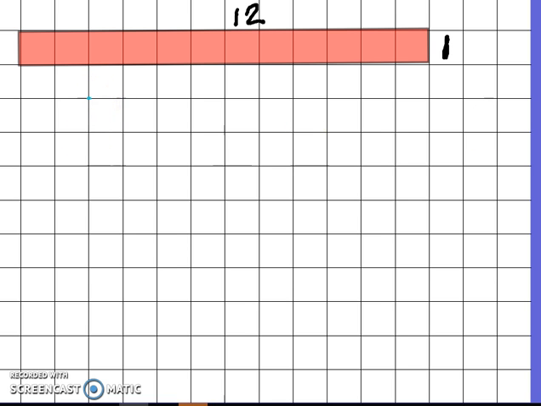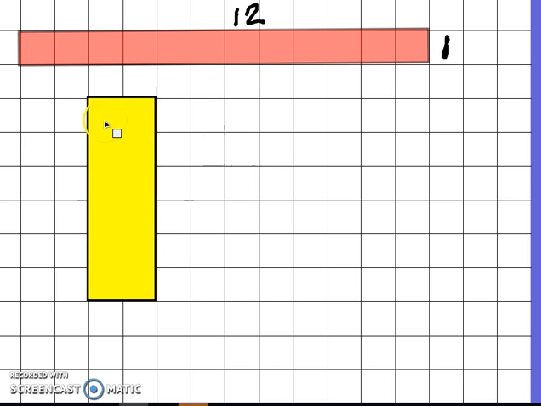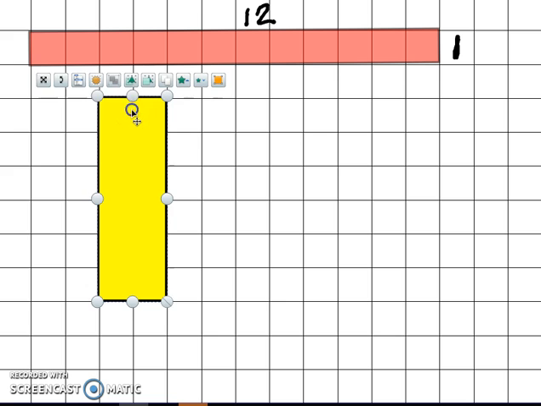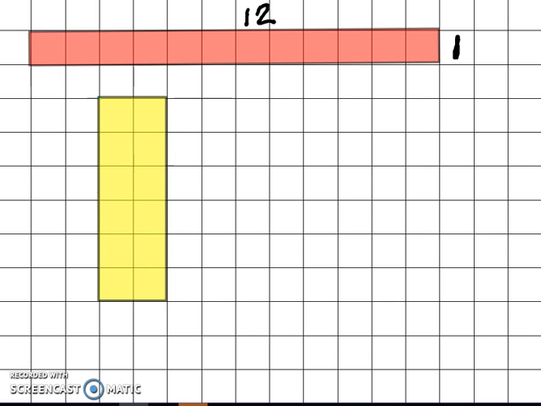That's not what I want. Let's do a yellow one. Let's do 1, 2, 3, 4, 5, 6. 2 groups of that. This will also have an area of 12. 1, 2, 3, 4, 5, 6, 7, 8, 9, 10, 11, 12. It is a 2 by 6. There are 2 groups of 6. Or I could say there's 6 groups of 2.